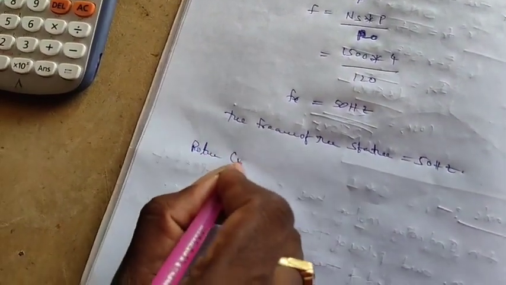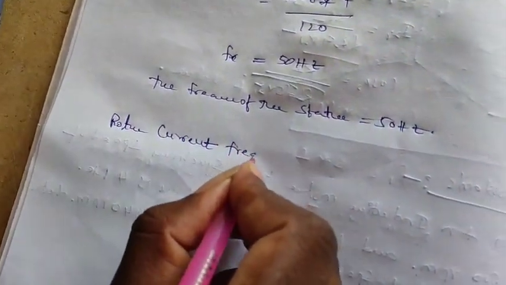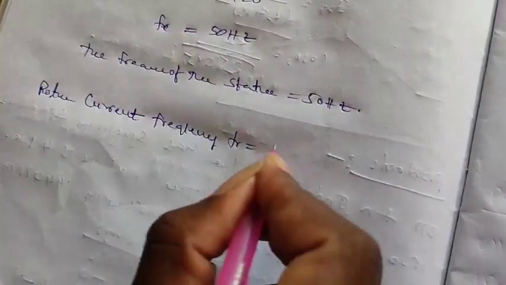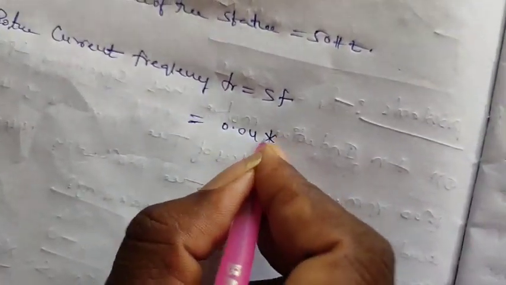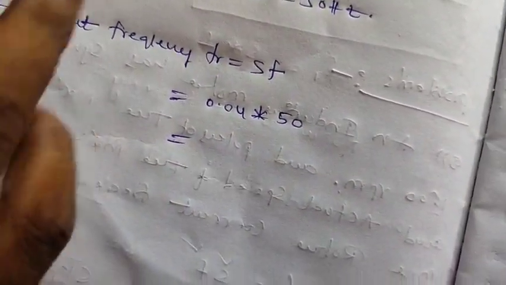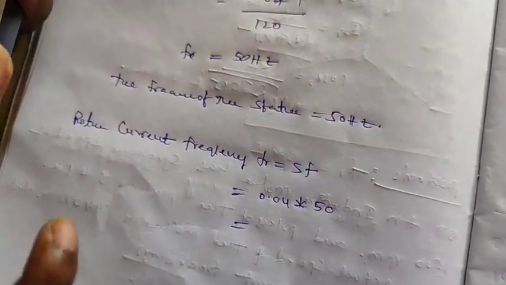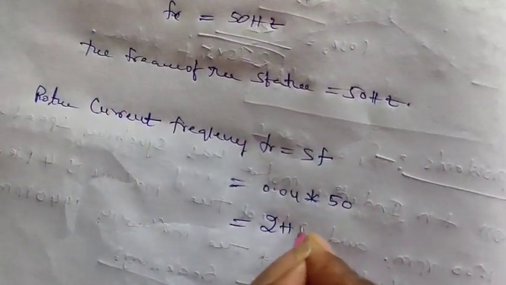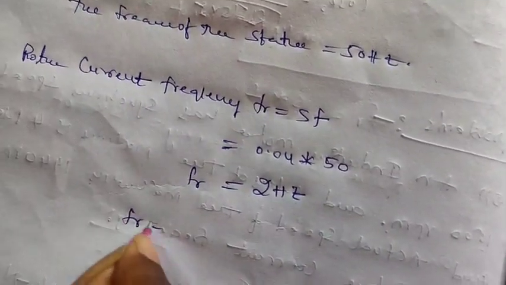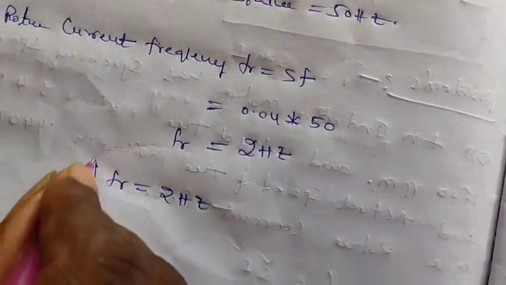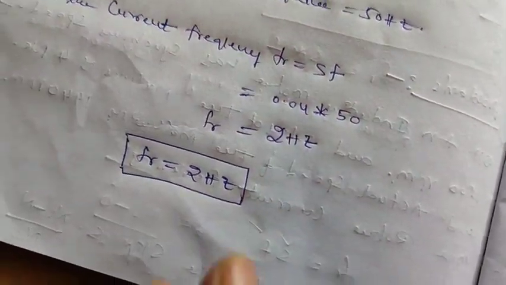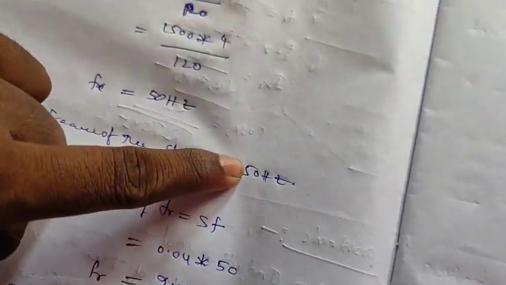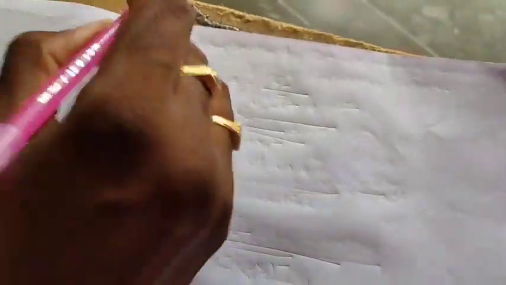So finally they ask rotor current frequency. Fr is equal to slip times f. Slip we can determine, 0.04 into 50, that is 2 Hz. Fr equal to 2 Hz. So you can compare: the stator frequency is 50 Hz, rotor frequency is 2 Hz. So next another problem.